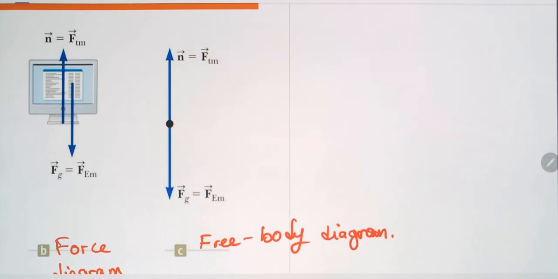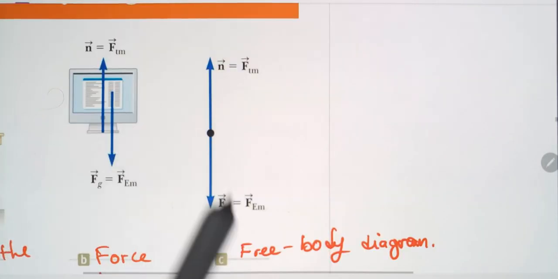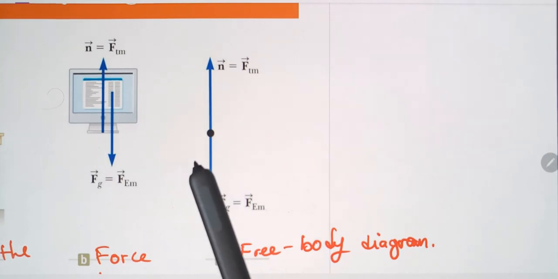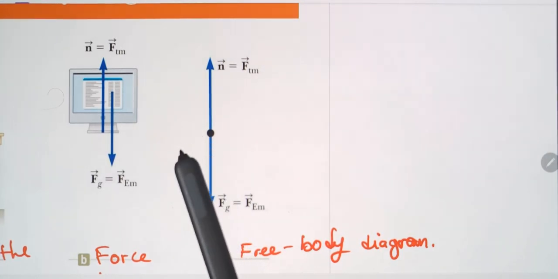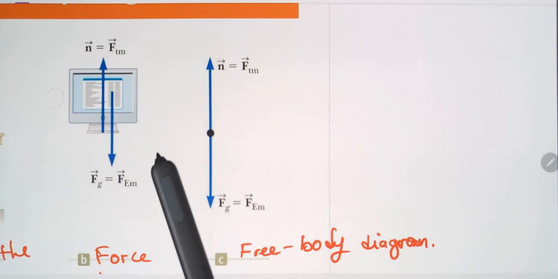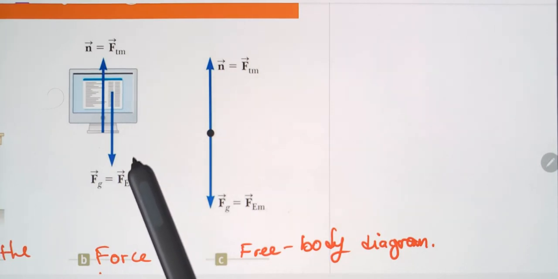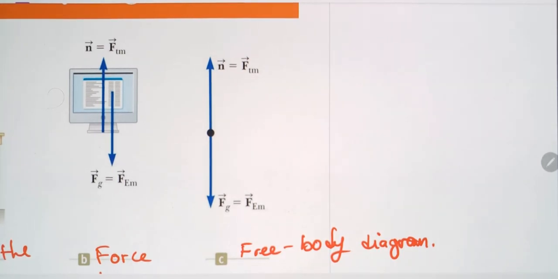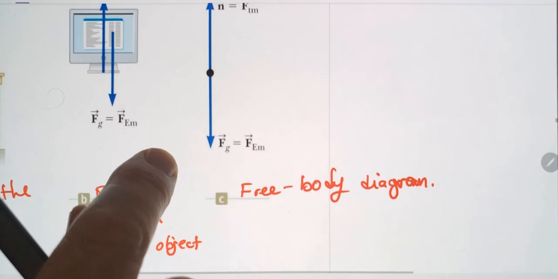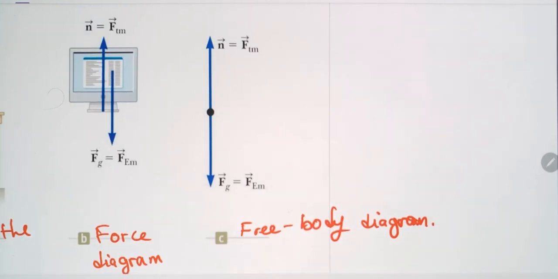Free body diagram. So what is this free body diagram? First of all, our object is a dot at the center of mass of the object. So it's a tree, it's a car, it's a stone, it's a ball, whatever. We just put it at the center of mass as a dot, and then we draw the vectors of force acting on the object.